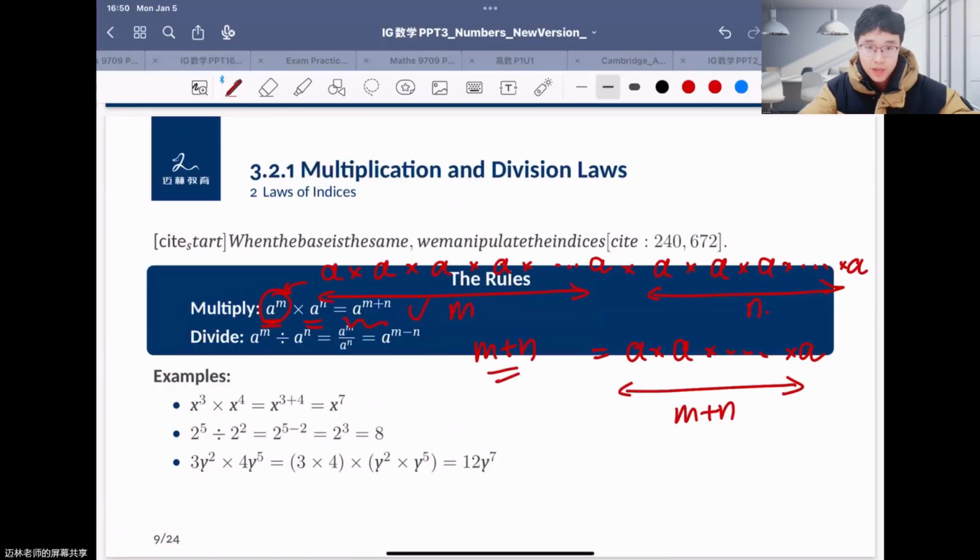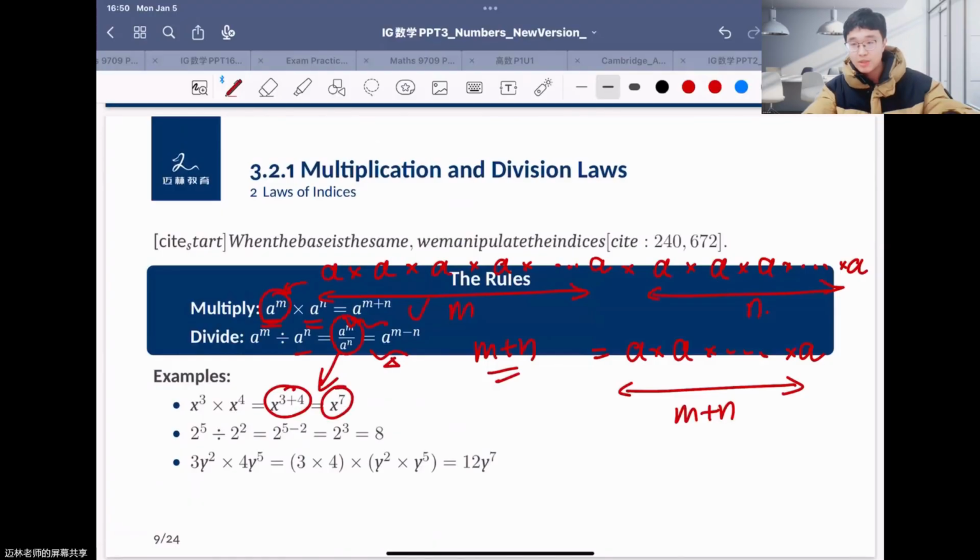And for division, it's the same idea with a similar formula: a^m divided by a^n, and the answer is a^(m-n), right? You can set it as m a's over n a's, and the answer is a^(m-n), okay? So you can solve some examples like this. Here we have x cubed times x to the fourth. So here it is x^(3+4), right? And the answer is x to the seventh.